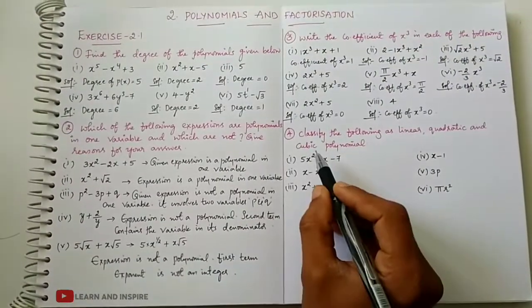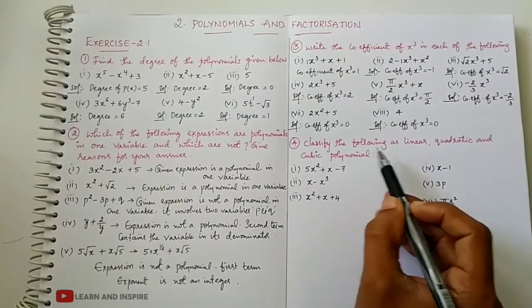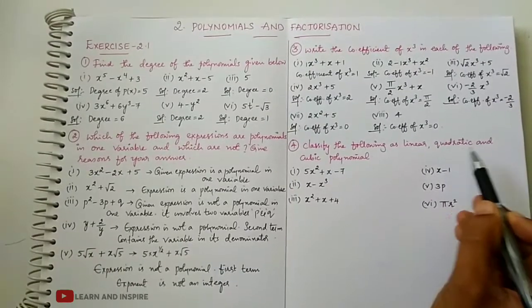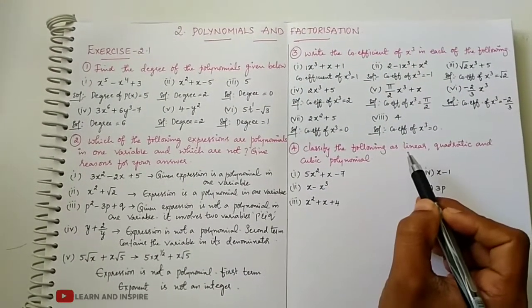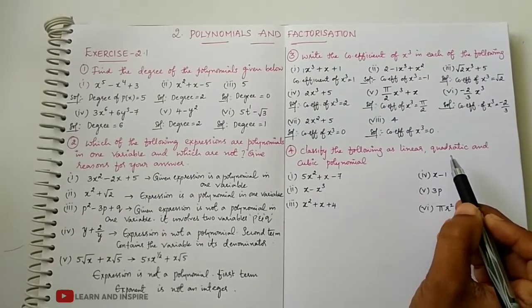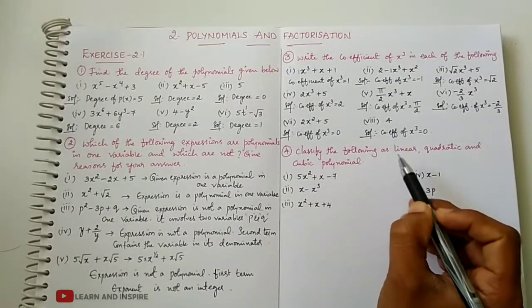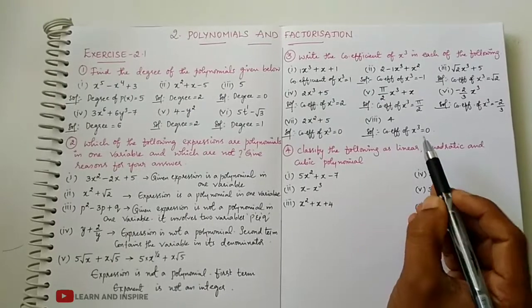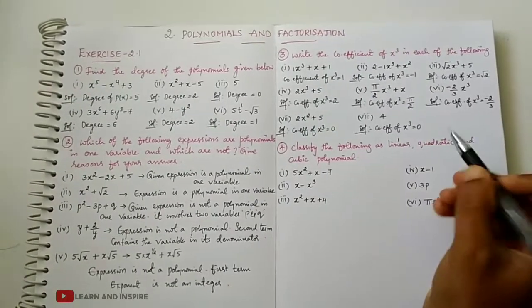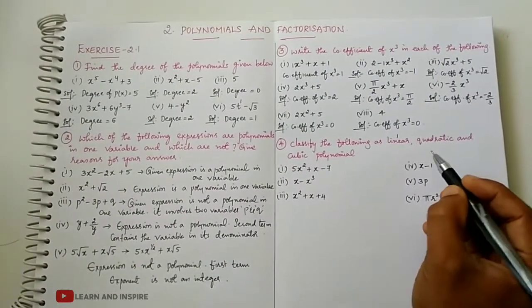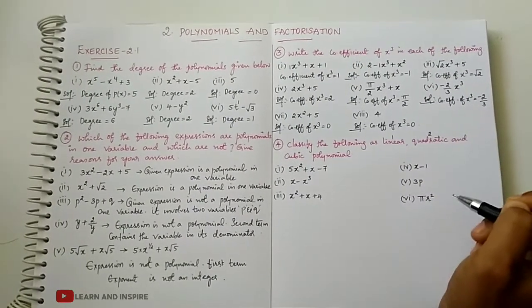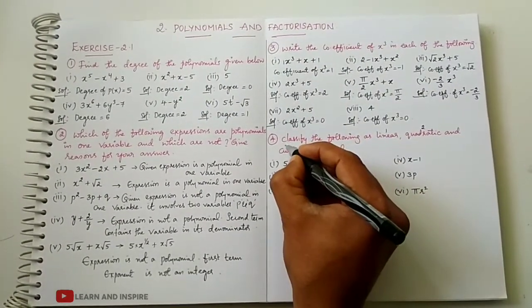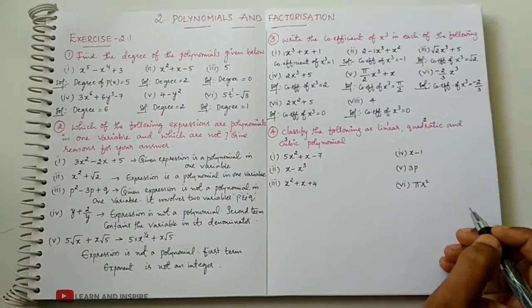Question number 4, classify the following as linear, quadratic and cubic polynomials. So from the given polynomials we have to identify which are linear, quadratic and cubic. So what is a linear polynomial? If the degree of the polynomial is 1, then it is a linear polynomial. If the degree is 2, then it is quadratic, and if the degree is 3, then it is a cubic polynomial.